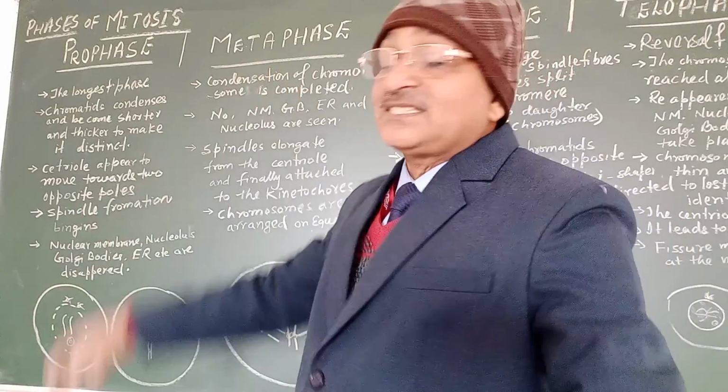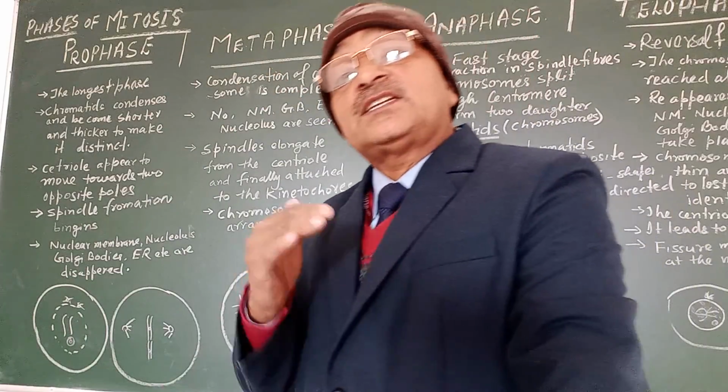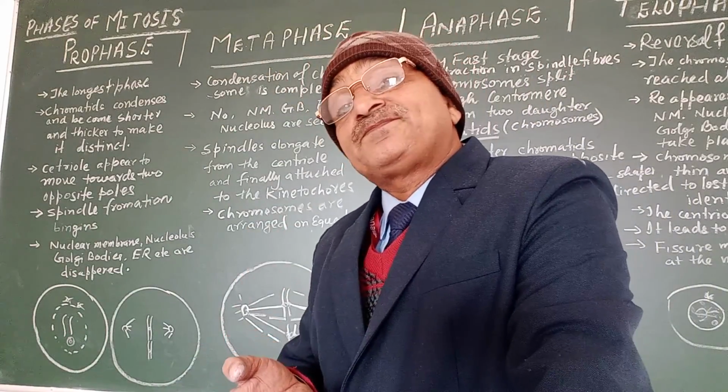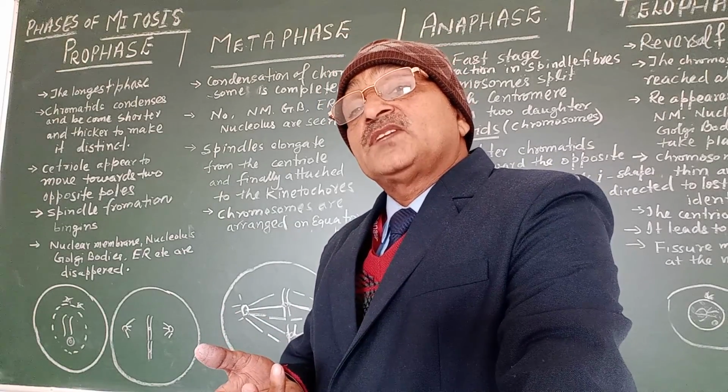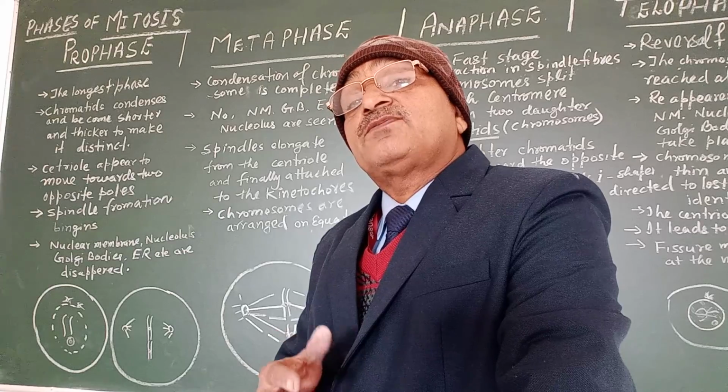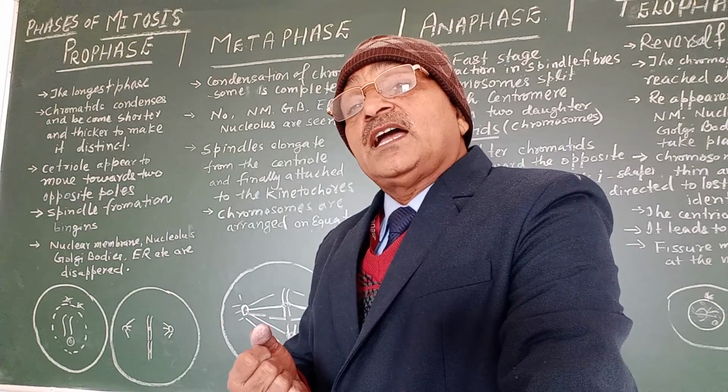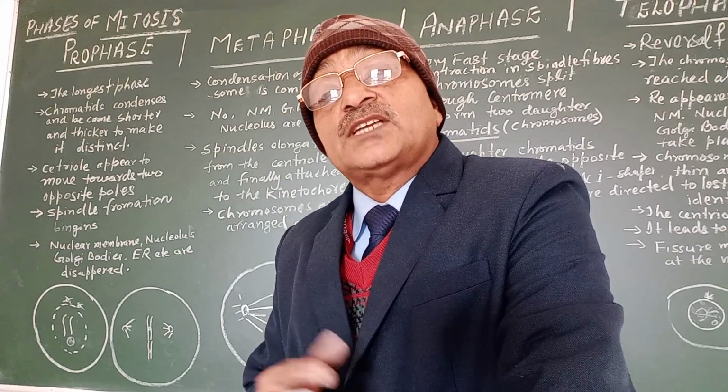So what happens in mitosis? It is further divided into two stages. One is karyokinesis, another is cytokinesis. Karyokinesis means division of karyon, meaning nucleus, and cytokinesis is the division of cytoplasm.